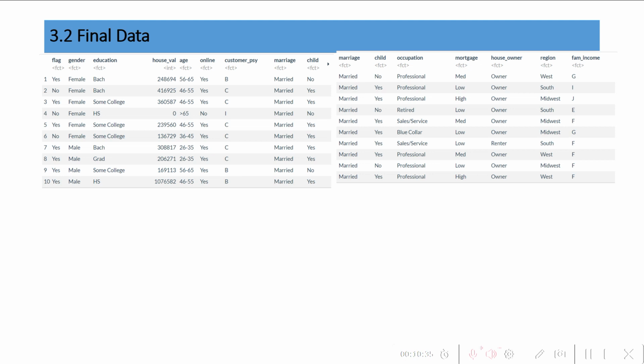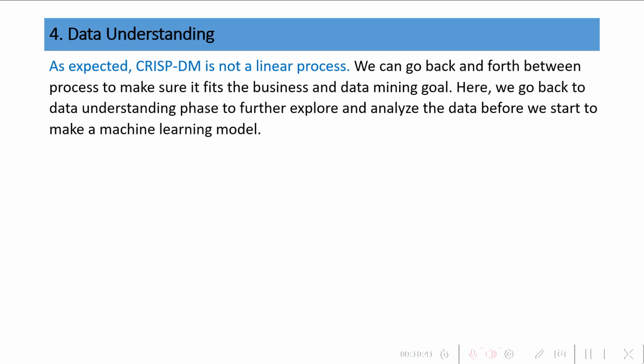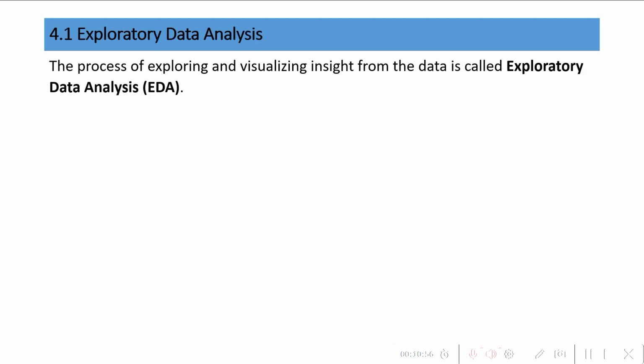You can see none of the rows are blank and all the columns are in proper shape and properly formatted. So data understanding, as expected, CRISP-DM is not a linear process. We can go back and forth between the phases to make sure it fits the business and data mining goals. Here we go back to the data understanding phase to further explore and analyze the data before we start making a machine learning model. And then the next important step is exploratory data analysis.